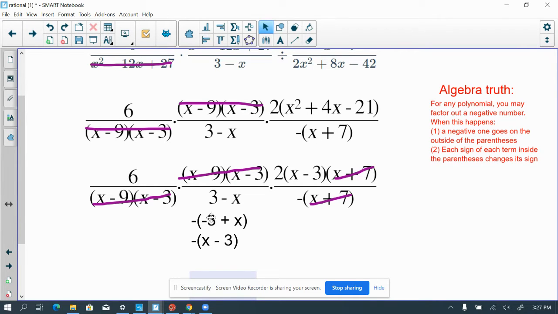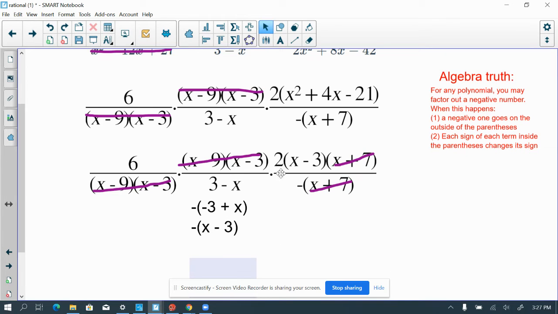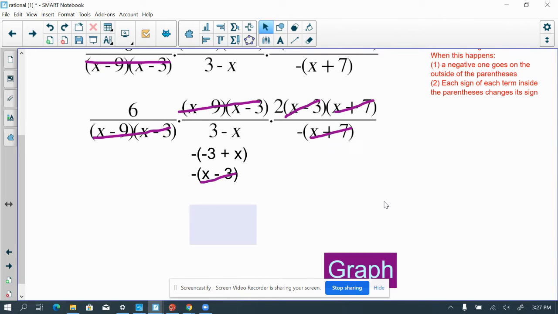And now I could just rearrange these however I want. I've got positive x, so I could just start with positive x. I've got minus 3 here. I could just end with minus 3. And what is the advantage? Well, I hope it's obvious that x minus 3 divided by x minus 3 will divide out to 1. And now what's left over?